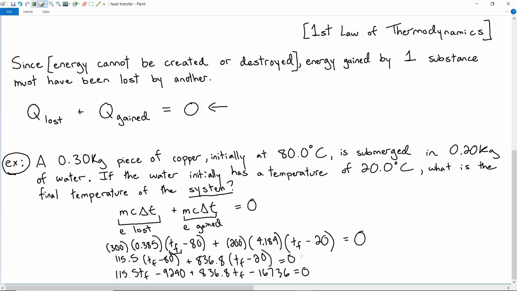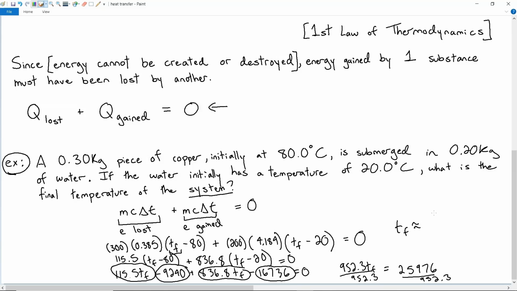So now we just need to make sure we have our variable on one side and our constants on the other side. So if I were to move this number and this number over my equal sign to the right, that would give me a value of 25,976. And then if I collected my like terms here with my variable, that's going to leave me with 952.3. And then to solve for our variable, we just need to divide out this value. So our final temperature for the system is roughly 27 degrees Celsius.